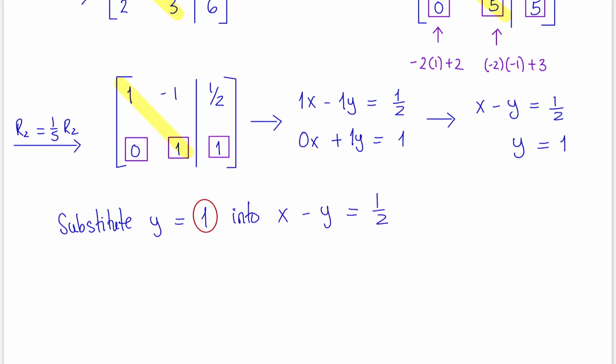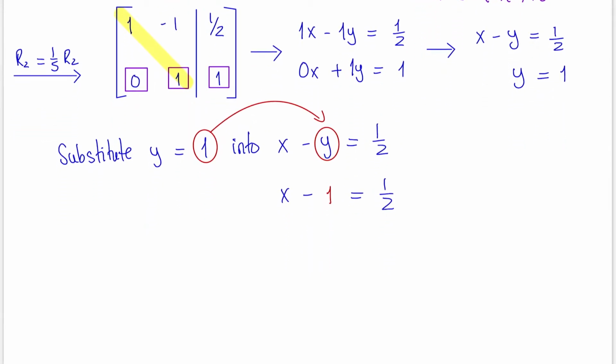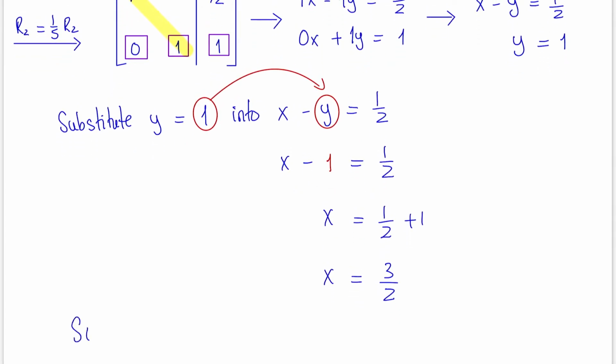So I take 1 and substitute that in for y, and I have x minus 1 equals 1/2. To solve for x, I will add 1 to both sides. X equals 1/2 plus 1. X is 3/2. So my solution in ordered pair form will be x comma y, which is 3/2 comma 1.